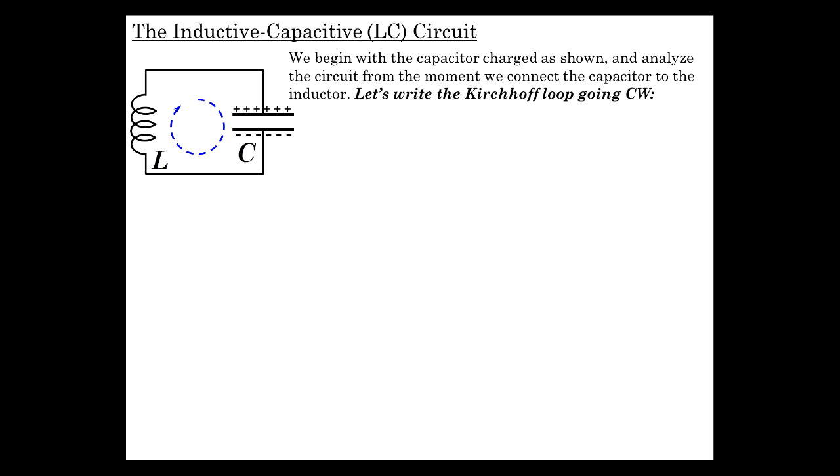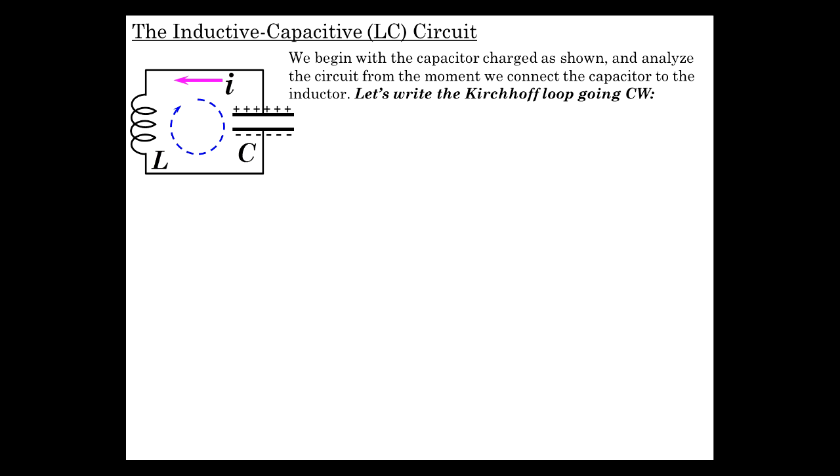Now being somewhat familiar with inductors and capacitors, let's put them together in an LC, or inductive-capacitive circuit. So here it is. We're going to begin with the capacitor charged as shown. We're going to analyze it clockwise and see what happens. So we have a current, an intermediate current that begins to flow. It's flowing the other way, counterclockwise.